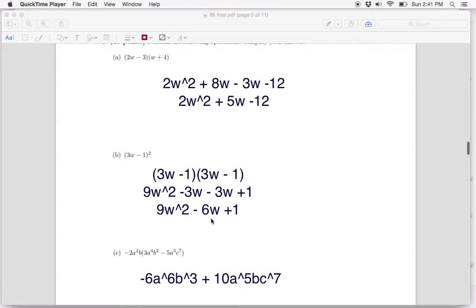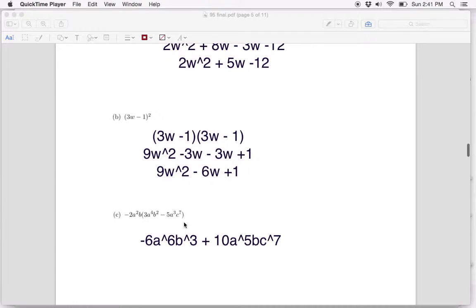All right, and just like we did in this one where we distributed through this, we did a double distribution here. Here we have a monomial times a binomial, so we'll just distribute this times the first term, then times the second term. So negative 2 times 3 gives us negative 6. A squared times a to the fourth gives us a to the sixth, b times b squared gives us b to the third, and then we have a negative times a negative, so we have positive.